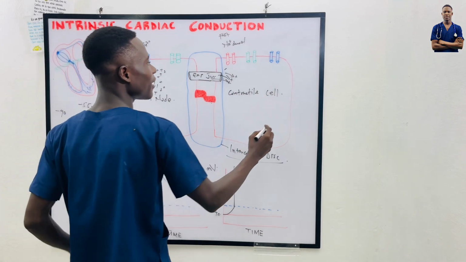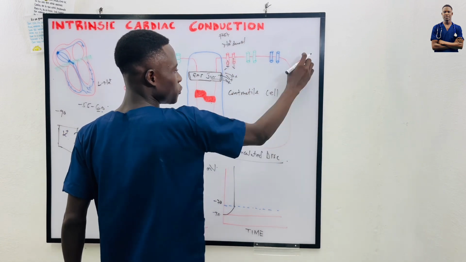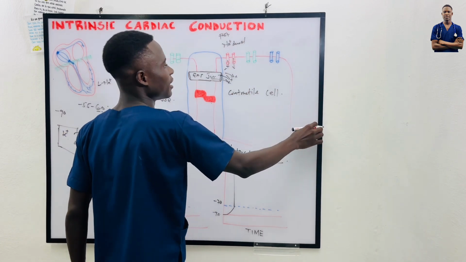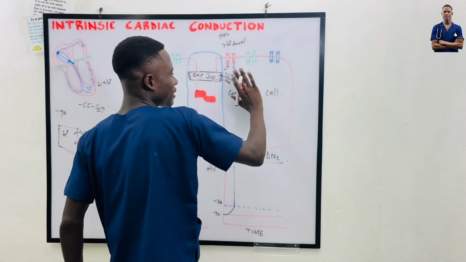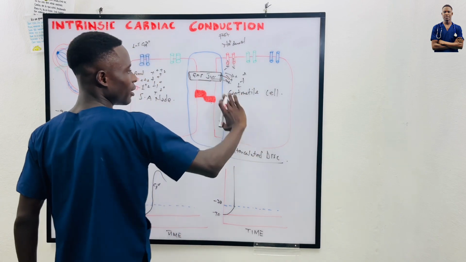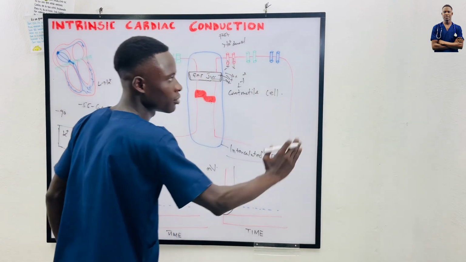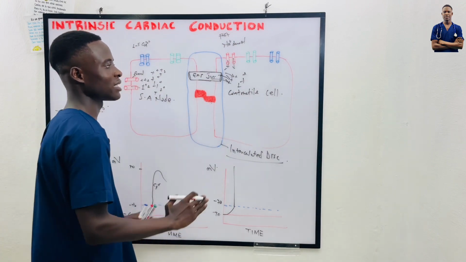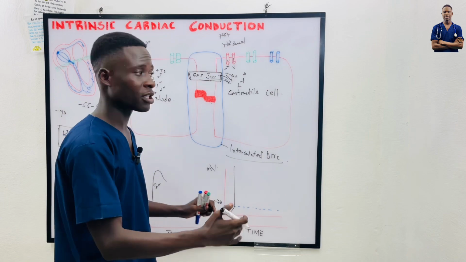Now, if you have a neighboring cell like this one, these excitatory ions over here will also move through the gap junction to the neighboring cell so that they can all get excited at the same time and then contract at the same time.